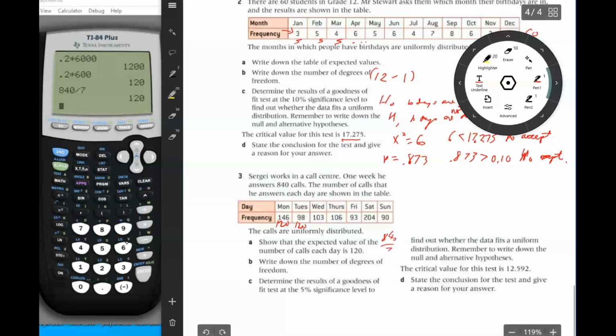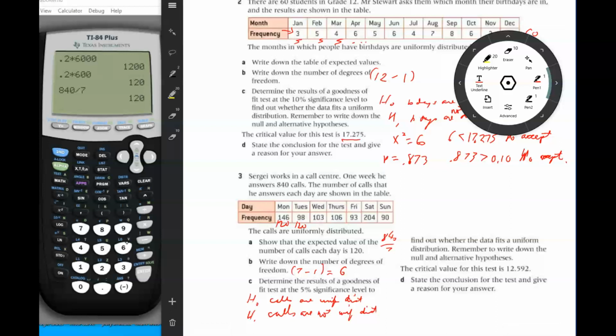Write down the number of degrees of freedom. It's 7 days minus 1 day, so that would be 6. Determine the results of the goodness of fit test at 5% significance level to find out whether the data fits a uniform distribution. Remember to write the null and alternative hypothesis. The null hypothesis would be that the calls are uniformly distributed. And the alternative hypothesis is that the calls are not uniformly distributed. The critical value for this test is 12.592. State the conclusion for the test and give a reason for your answer.